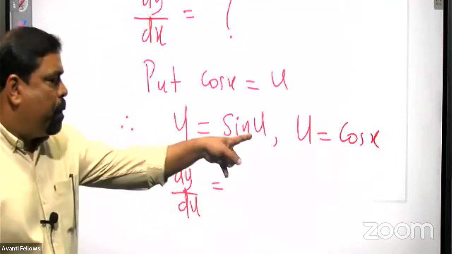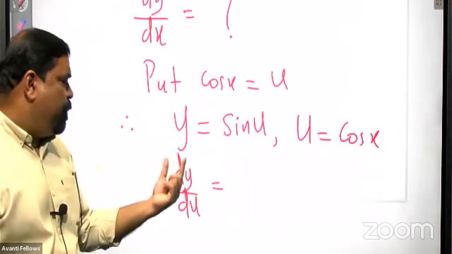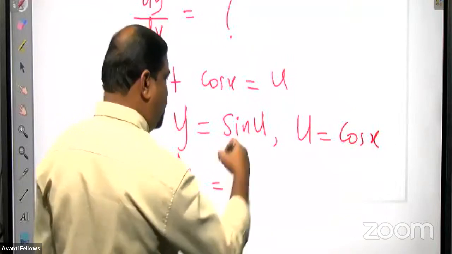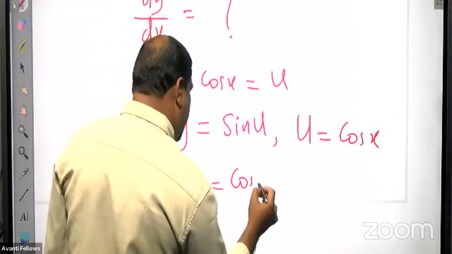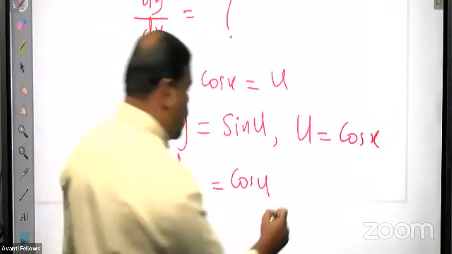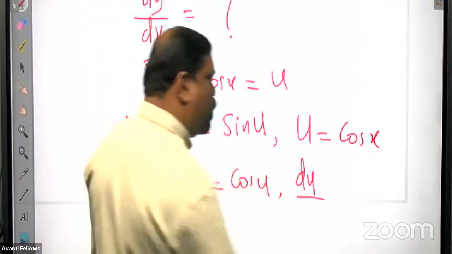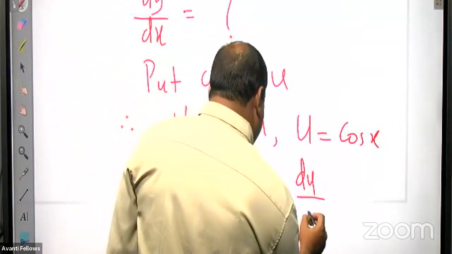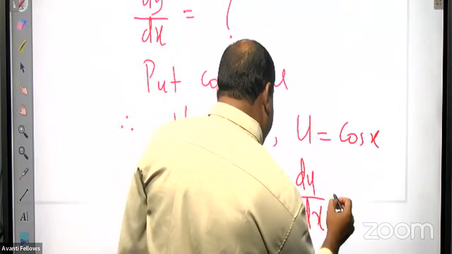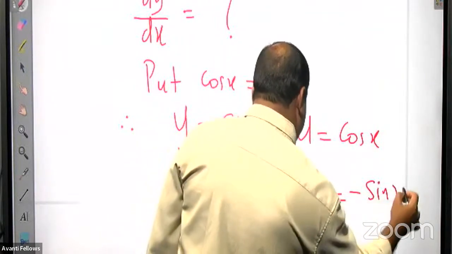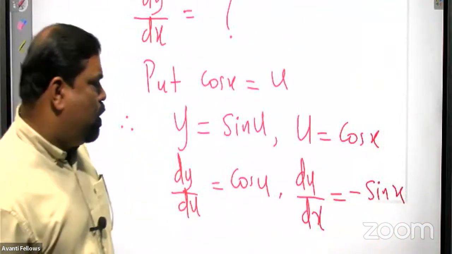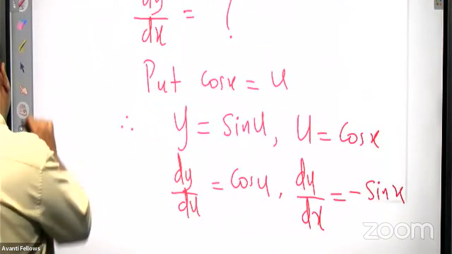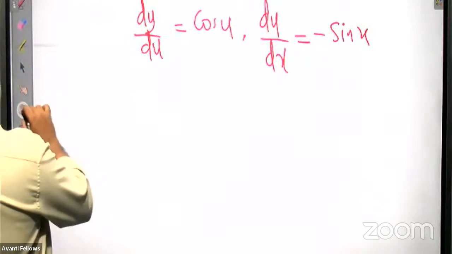Then we differentiate each. y is sine u, so y is a function of u. So dy by du means d by du of sine u, the derivative of sine u with respect to u, sorry, that is cos u. And the next function is u, which is a function of x. That means we have to find the derivative of u with respect to x. So du by dx is equal to minus sin x. All of you know the basic formulas of differentiation, so please make it thorough. So we got dy by du and du by dx also.